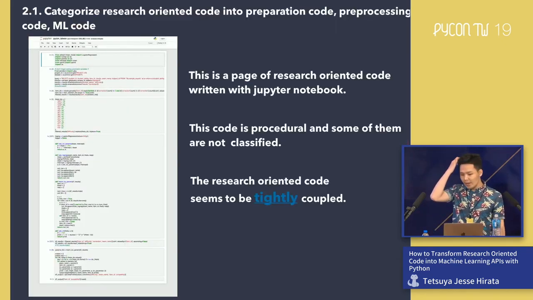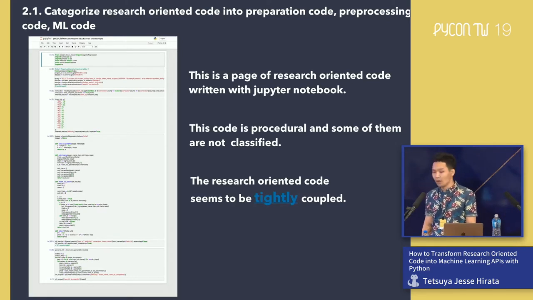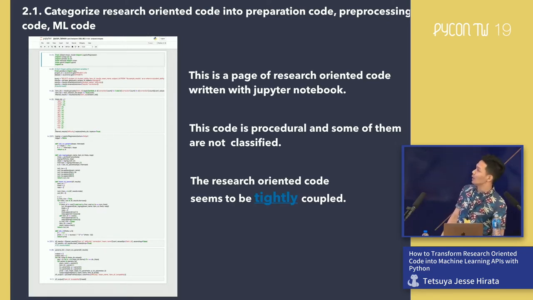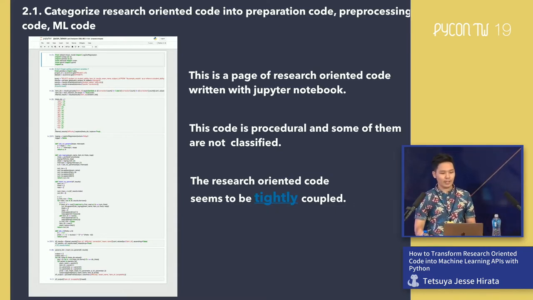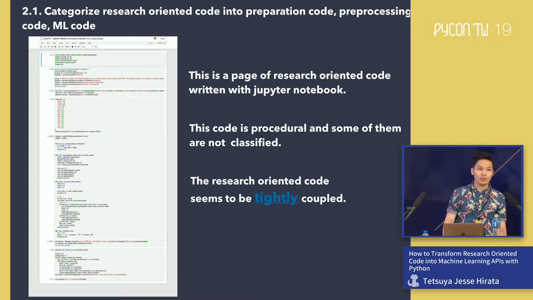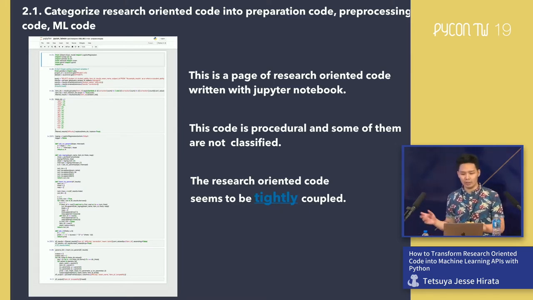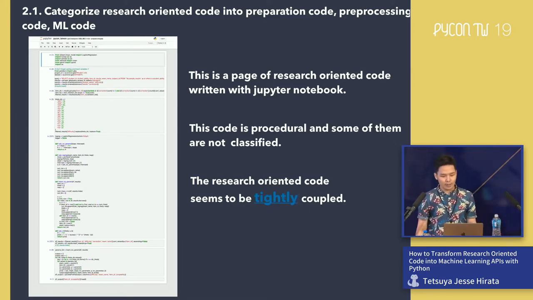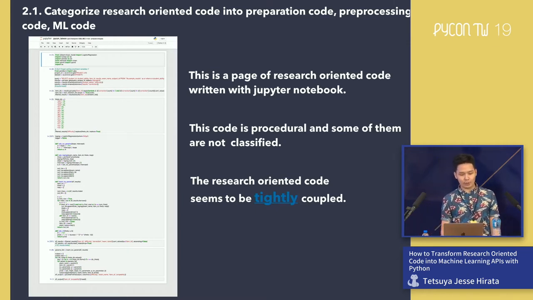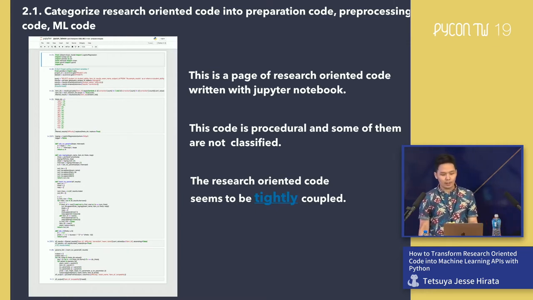Here is a page of sample research-oriented code written in a Jupyter notebook. This code is written for calculating the probability that a student gets the correct answer for certain exam questions. This code is procedural, and some parts are not classified, so it could be harder to understand the role of each piece of code. Actually, I wrote it, but I struggled with it. This code seems to be tightly coupled.